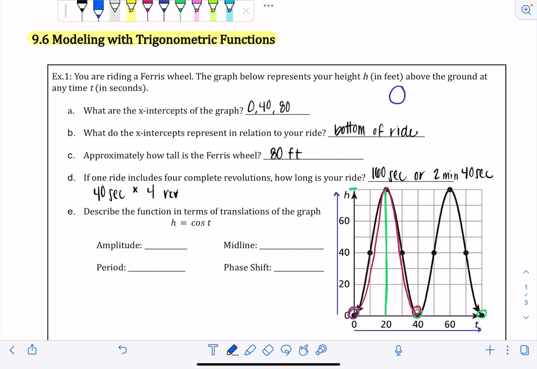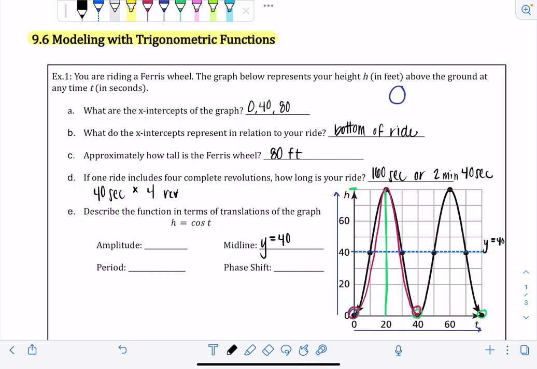Remember, the midline is a horizontal line that cuts the graph in half. If we draw the midline on our graph, it goes from 0 to 80. So our midline would have to be at y equals 40, that blue line now. And then for the amplitude, actually we'll go ahead and fill in the midline now. We just said it's y equals 40, halfway between 0 and 80.